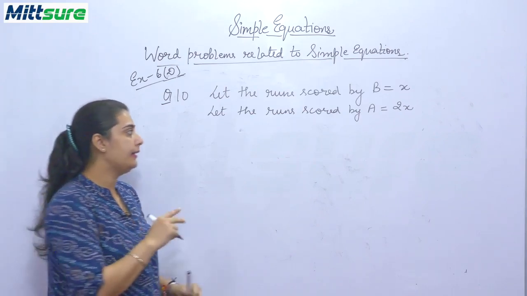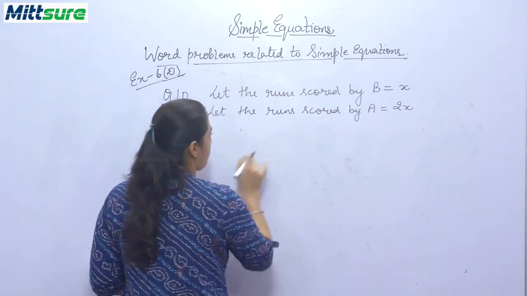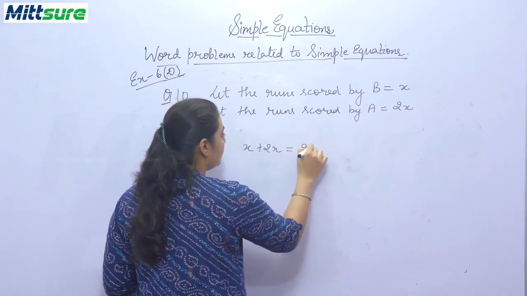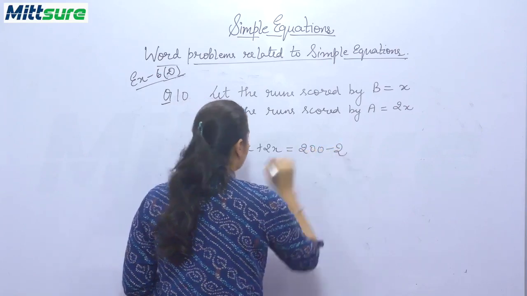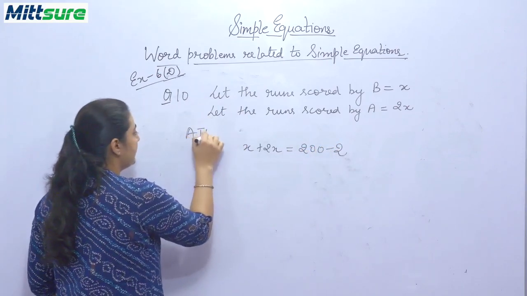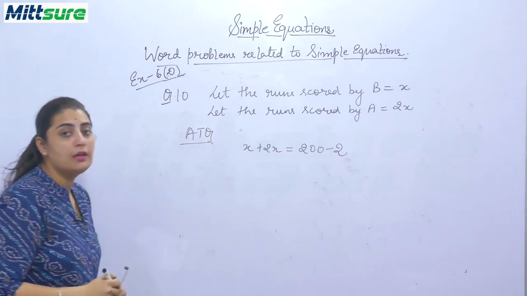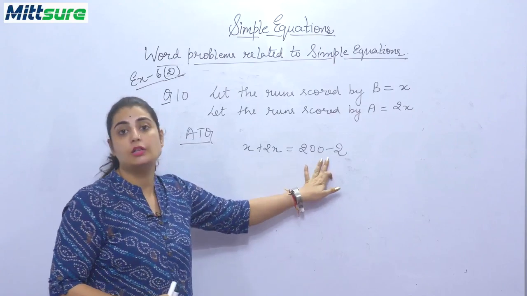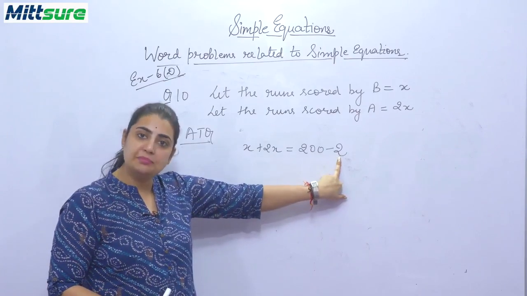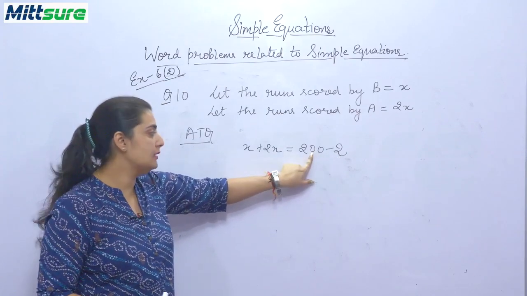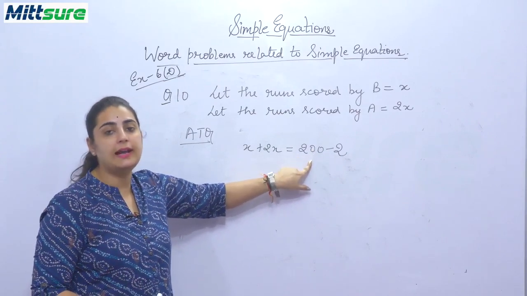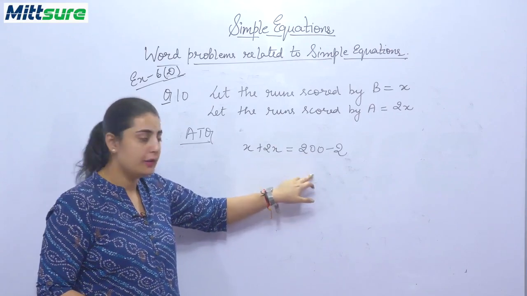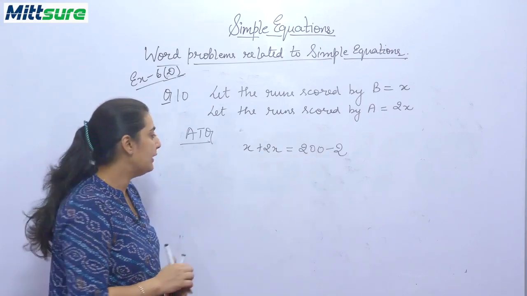Now, if I am adding, X plus 2x. Now, double century is 200 minus 2. This is the equation that I will be framing. How? Because the question is saying that in the double century there were only 2 runs short. That means I will subtract 2 from double century. What is the value of double century? We say that 100 makes a century. That means double century is 200. So 200 minus 2.